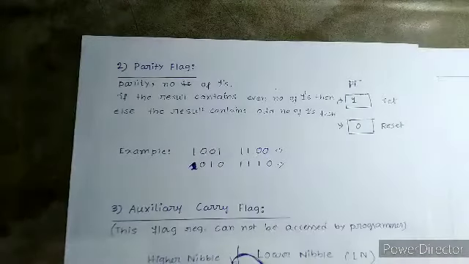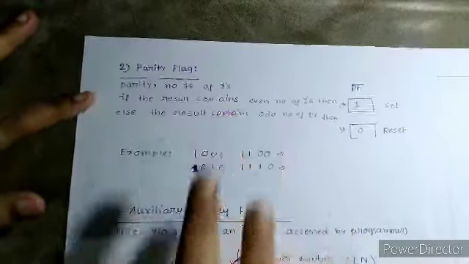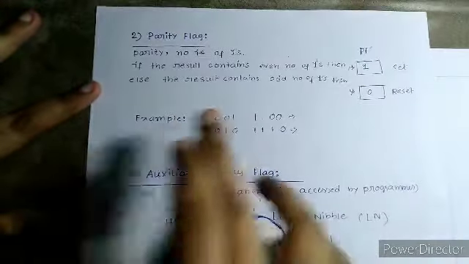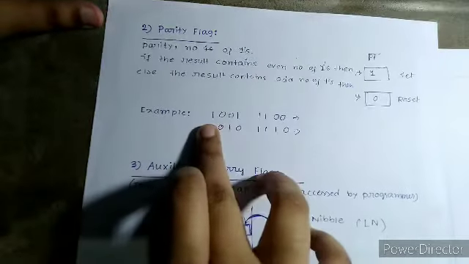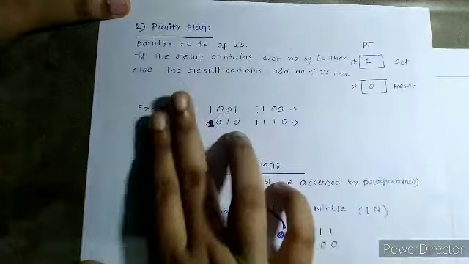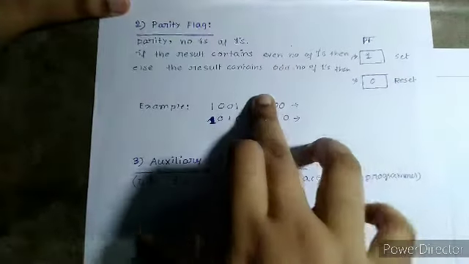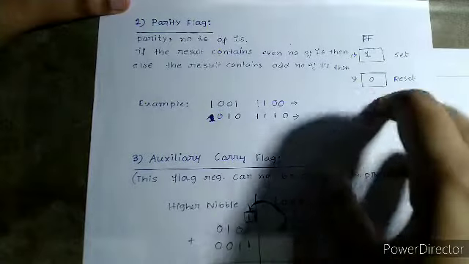The second flag is the parity flag. First we should know what parity is. Parity is the number of ones in a digit. If the number of ones in a digit is an even number, then the parity flag goes as 1. And if the number of ones is odd, then it goes to the reset position, which is 0.